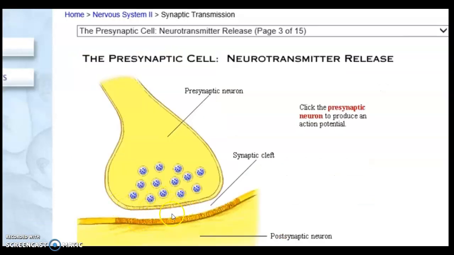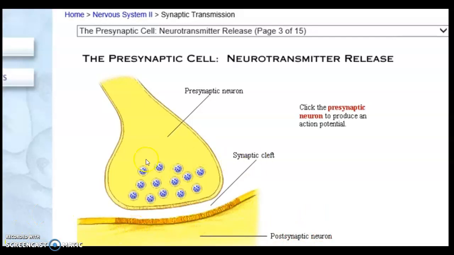So here we have a synapse, and specifically the space is the synaptic cleft. The cell releasing the neurotransmitters is the presynaptic neuron, and the cell receiving the neurotransmitter at its dendrites or its nerve cell body is the postsynaptic neuron.